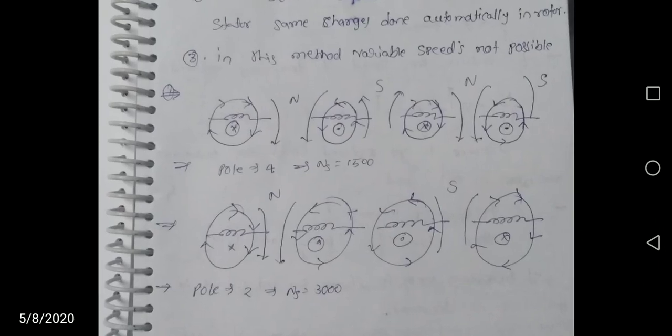So in this way we can vary the speed of the rotor. When Ns is 3000, then Nr is nearly 3000, that is, slightly less than 3000.